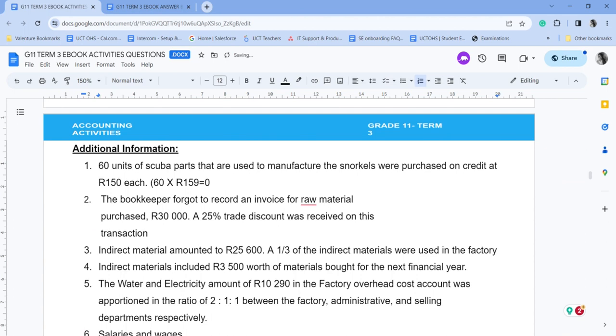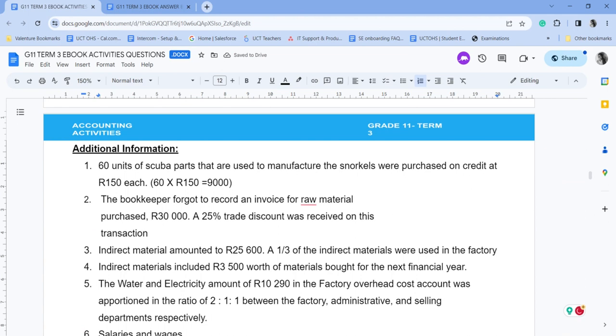Okay, if you say 60 times 150. Okay, so I think I made a mistake here. Times 150. Then the answer should be 9,000 Rand. Okay, yeah, there's nothing else here, and they're saying it's on credit.